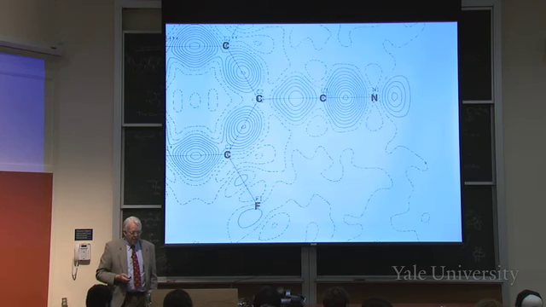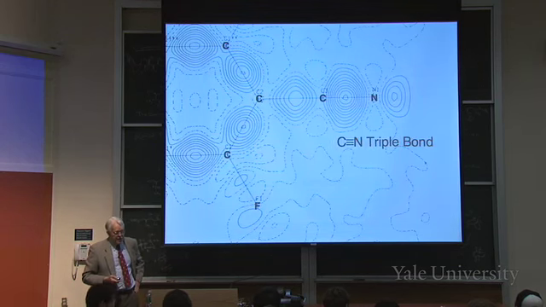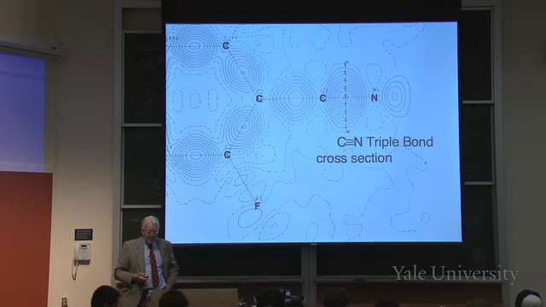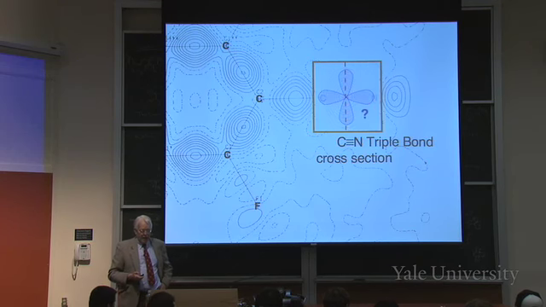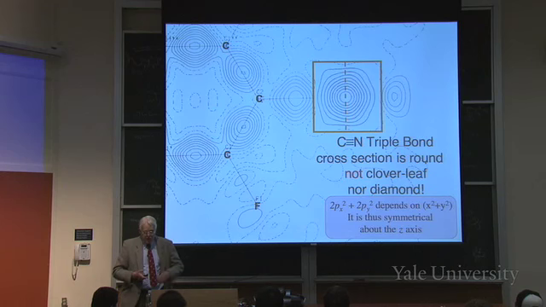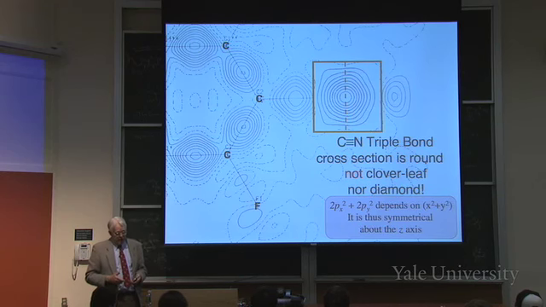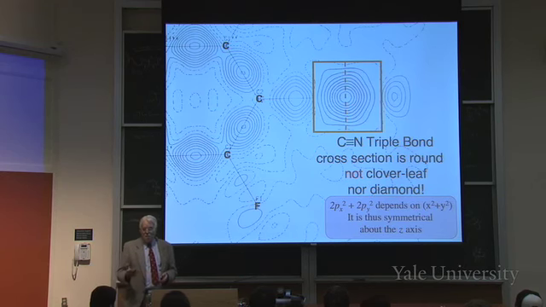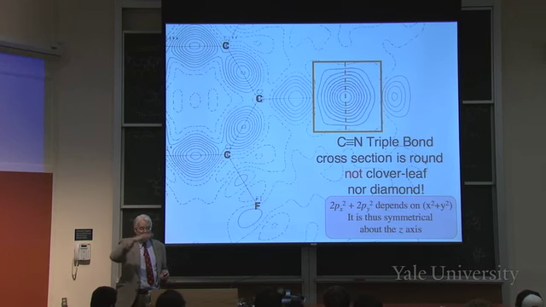Okay, or this problem we had before of looking at the cross-section of the CN triple bond, where we sliced it and turned it and thought it might look like a clover leaf or maybe some kind of a diamond shape or something, but in fact it's round. Why? Because 2px squared plus 2py squared depends on x squared plus y squared, which is r squared in 2 dimensions, right? So it's cylindrical, it doesn't depend on the angle around the bond axis.